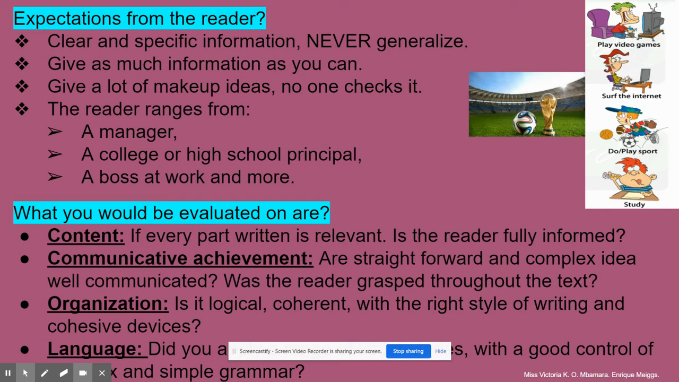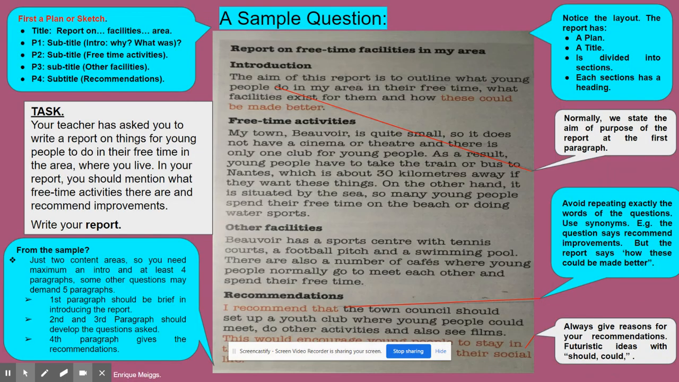Cohesive devices, are they used? What kind of language do you use? Okay, do you have a good control of complex and simple grammar, and a high range of vocabulary? These are very important. Okay, now this is a sample text. You can see here you have the plan. This is a plan. This is a text.